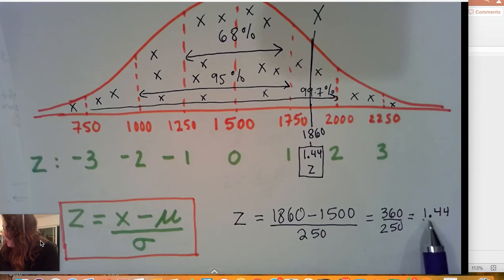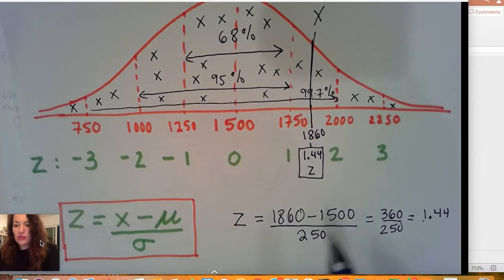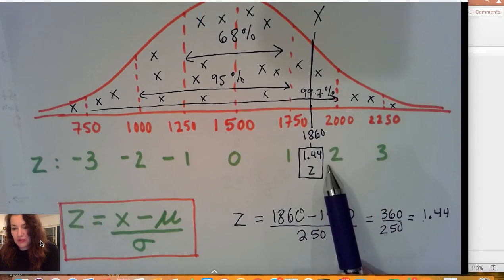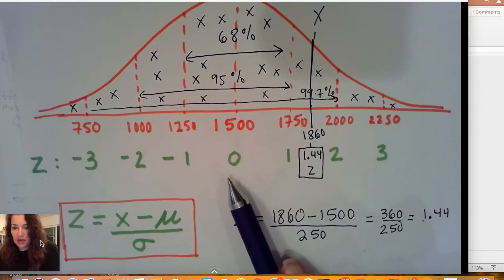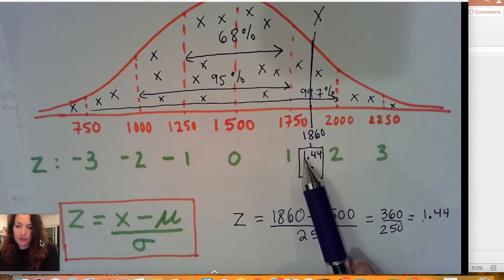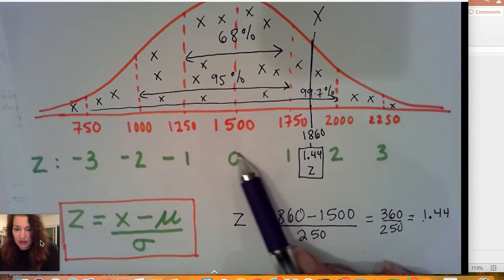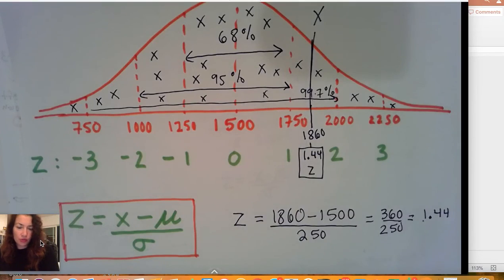Notice that I am 1.44 away from the mean. So the question can be asked, is my score unusual? In other words, does it stand out from the rest of the scores? So if you recall from the previous slides, I stated if you're more than 2 standard deviations from the mean, then your score would be considered unusual. But in this case, 1.44, even though it's much better than the average, is not an unusual z-score.